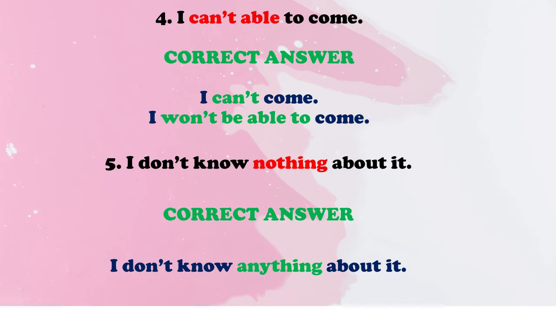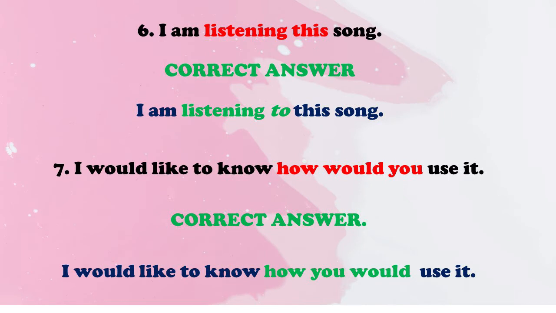Let's go to the next one. "I don't know nothing about it." Remember that in this particular sentence there are negative connotations, and there are two negative connotations here, "don't" and "nothing." Alright, and we don't need two of them in one sentence. You can say, "I don't know anything about it." The sixth one would be, "I am listening this song." Again, this particular sentence is missing a preposition. You can say, "I am listening to this song." "To" is the preposition here.